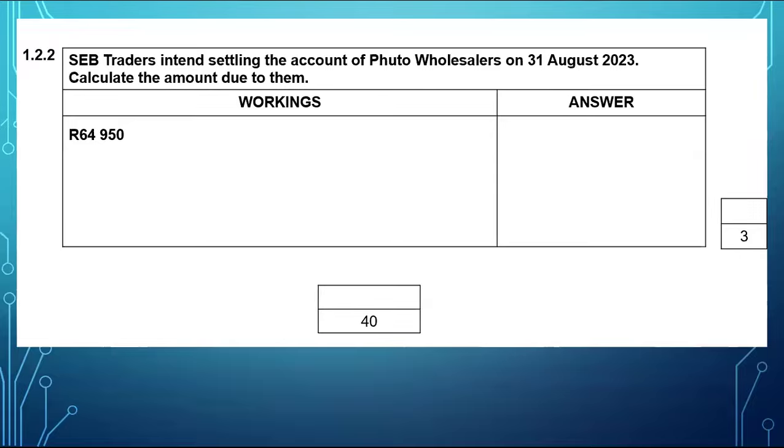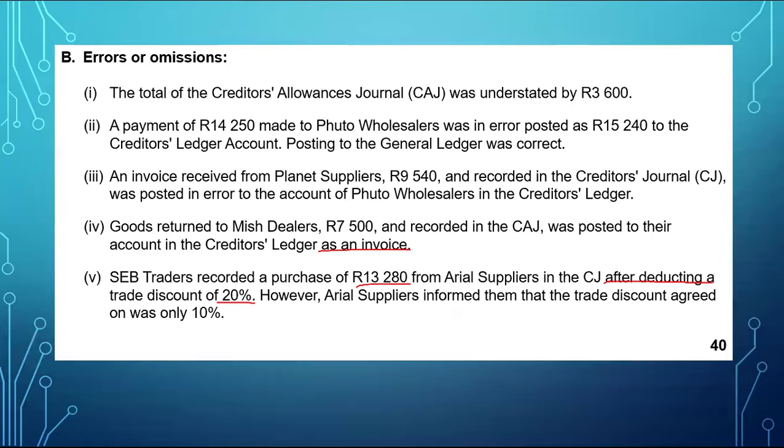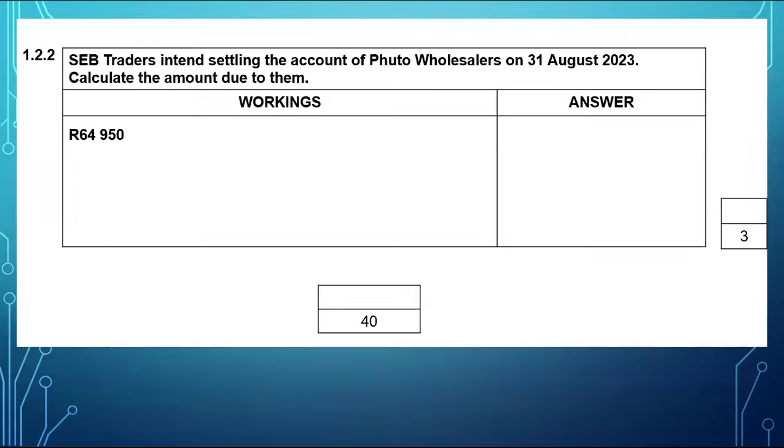The last one, they want us to determine how much we owe Puto wholesalers. There were two transactions that affected Puto wholesalers. The first one was this one here: a payment that was recorded as that. So we needed to add the difference because we over-reduced what we owe them by 990.